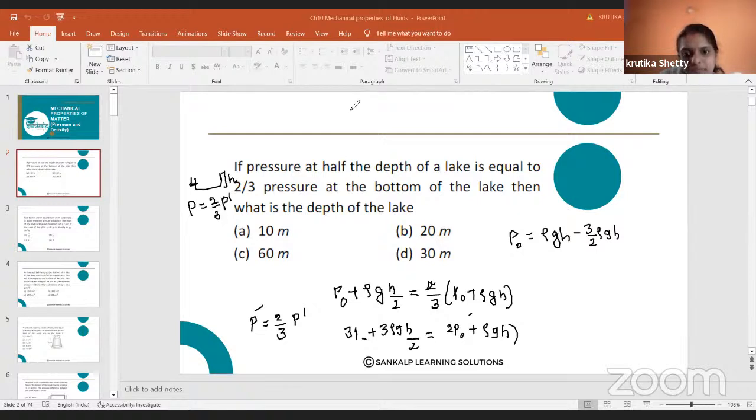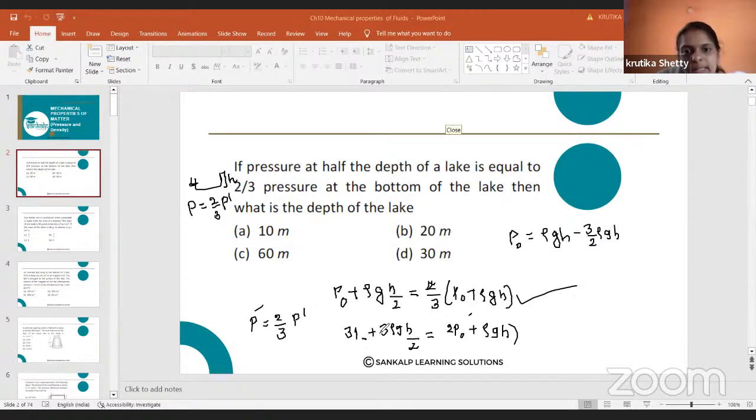Right, next. Some students are getting option B, 20 meter, that is right. Whoever did not get the solution, I am explaining once again. As it is a lake, we need to consider atmospheric pressure also. Therefore, it is P naught plus rho g H by 2 is equal to 2/3 of P naught plus rho g H. I hope whatever I am explaining in this step is clear to you. Did you understand? Some student asked for this solution once again. Kanchana Raj, I hope it is clear now. You are understanding this? Yes.